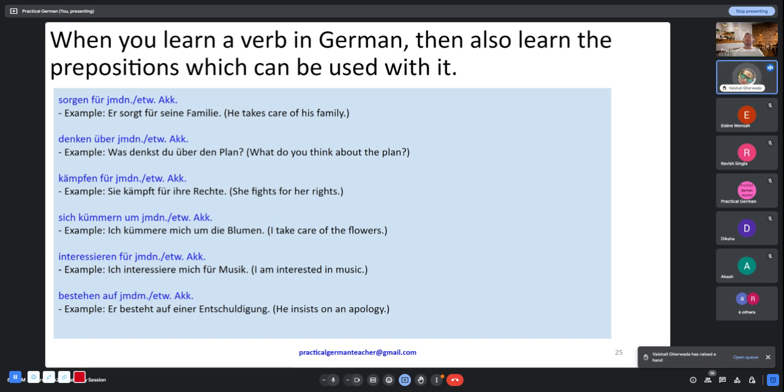Bestehen auf jemanden oder etwas, Akkusativ. Example: Er besteht auf einer Entschuldigung. He insists on an apology. Yeah, so I think it should be dative over here and not accusative. Sorry, this one should be dative. So bestehen, sorry, bestehen means to pass.